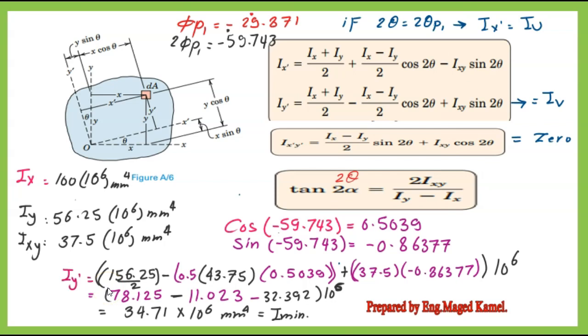We apply in the equation of Iy dash, Iv equals 10 to the 6 multiplied by 156.25 over 2 minus 100 minus 56.25 divided by 2 multiplied by 0.5039 plus 35.5 multiplied by minus 0.86377 equals 34.71 by 10 to the 6 mm to the 4.